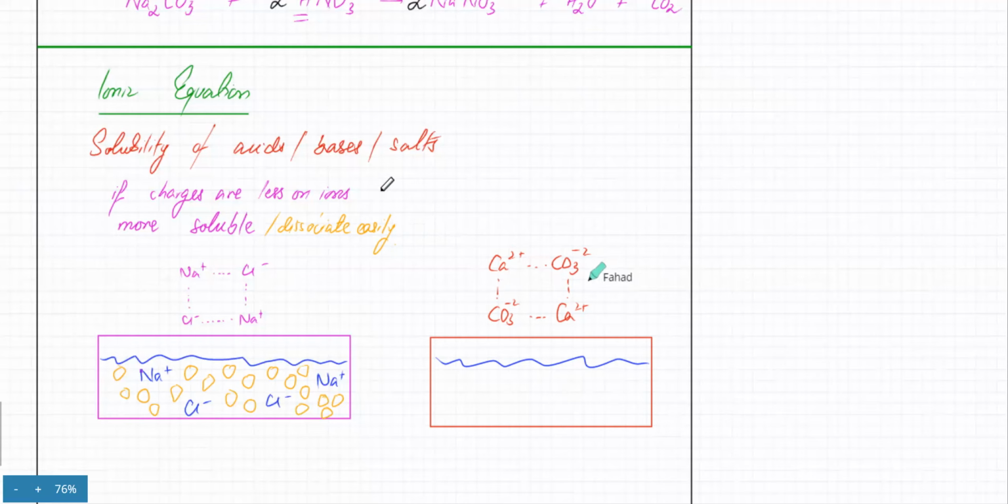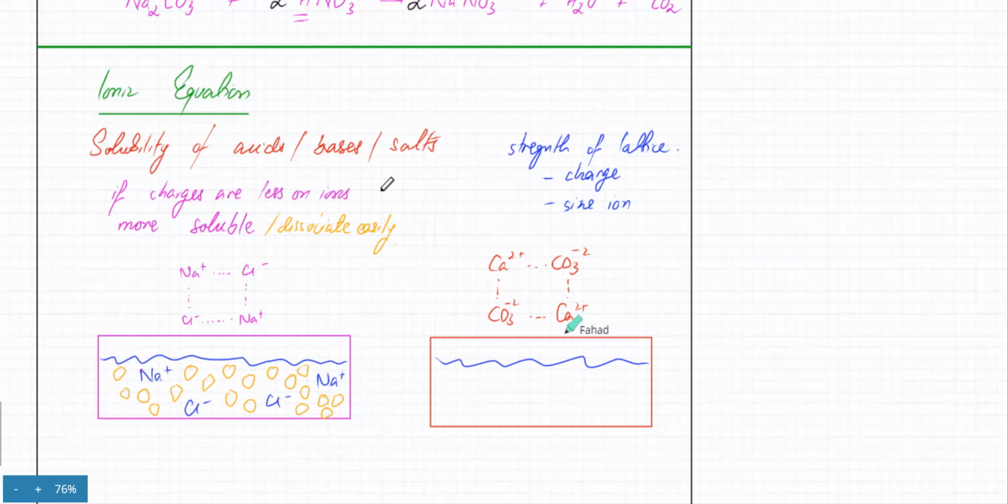And there are two things. The strength of the lattice is determined by the charge and by the size of the ion. Smaller ions make a stronger lattice because they are closer together. Smaller ions are close together, tightly packed, so they are very strongly attracted to each other. Anyways, so calcium carbonate is not going to dissolve.